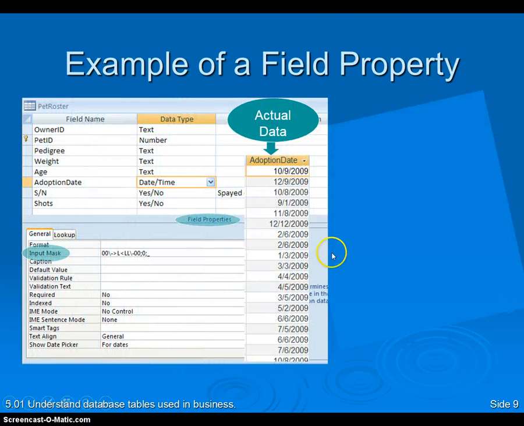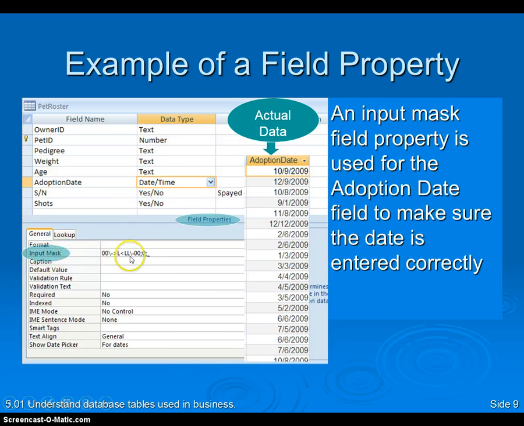An example of field properties: here's your input mask. You can go to format. For each type, different things will show up down here. This is for date and time, so you would have an input mask that shows up here, and you could choose the way you wanted it to format. Text would show up a little different because it would tell you how many characters you'd have. These are your field properties down here at the bottom. Depending on what data type you've chosen depends on what shows up in your field properties.